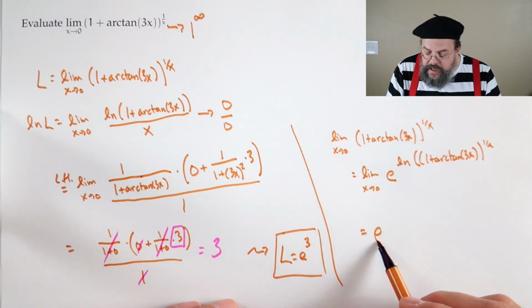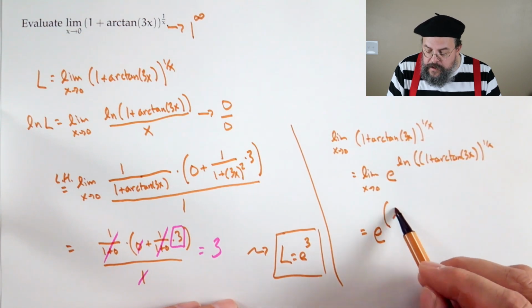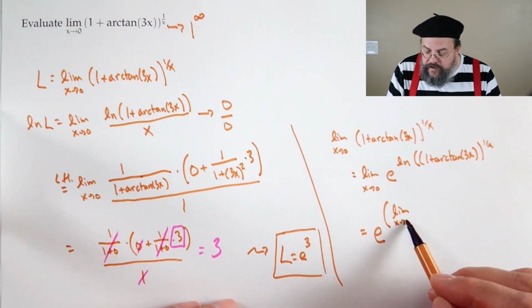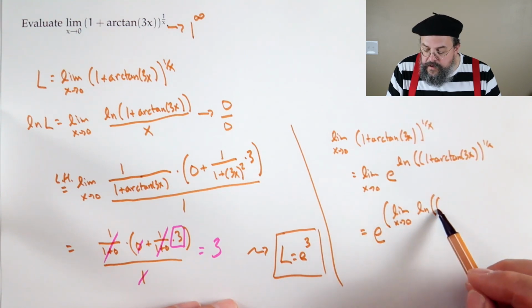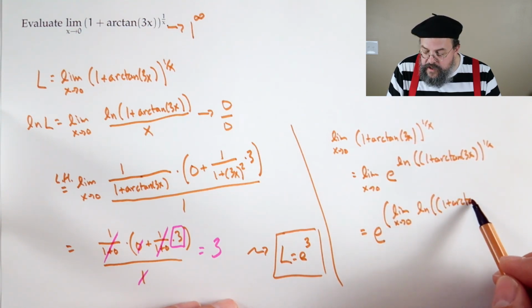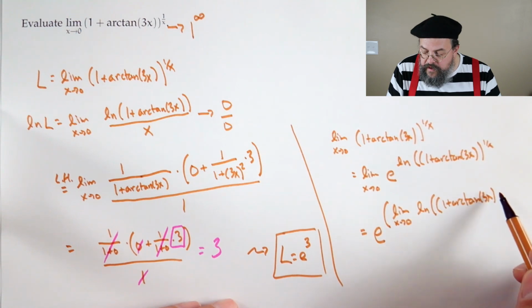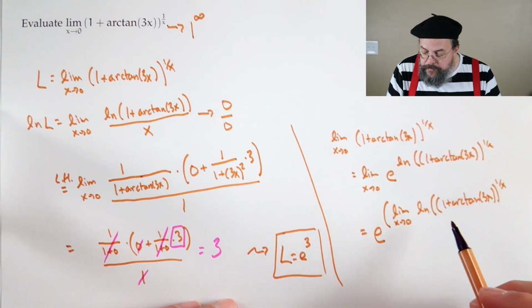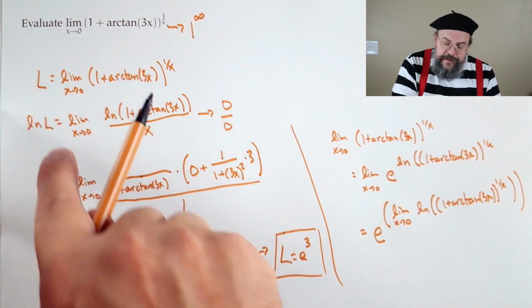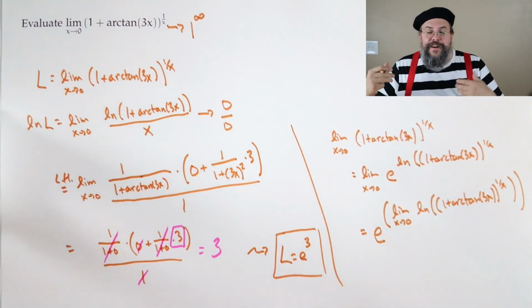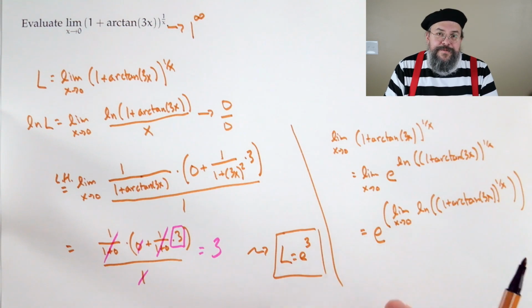So this becomes e to the limit as x goes to 0 of the natural log of 1 plus arctangent 3x, to the power of 1 over x. And hopefully I have enough parentheses there. Now this is a way to avoid having the L, but now it becomes a lot more cumbersome to write.